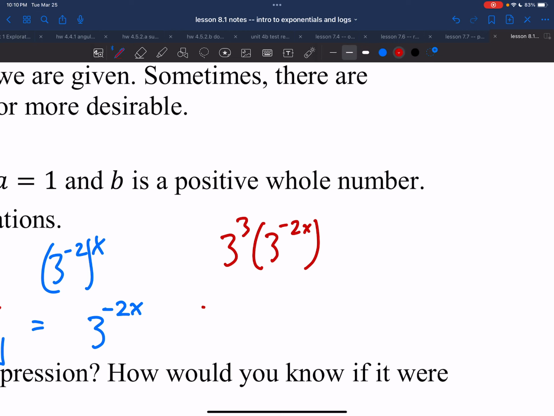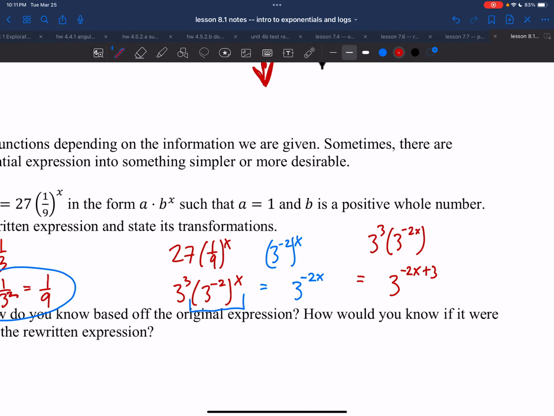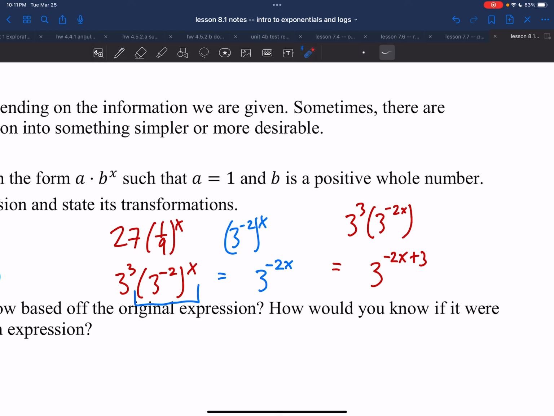So because both of these have a base of 3, you can say that this is 3 to the power of negative 2x, then added with 3. And notice what we've done here is we've rewritten this expression in terms of a single base, right? A whole number integer base, 3 to the negative 2x plus 3. Yeah?